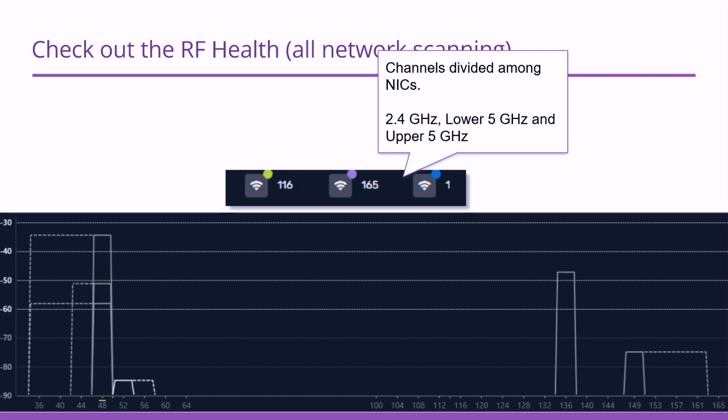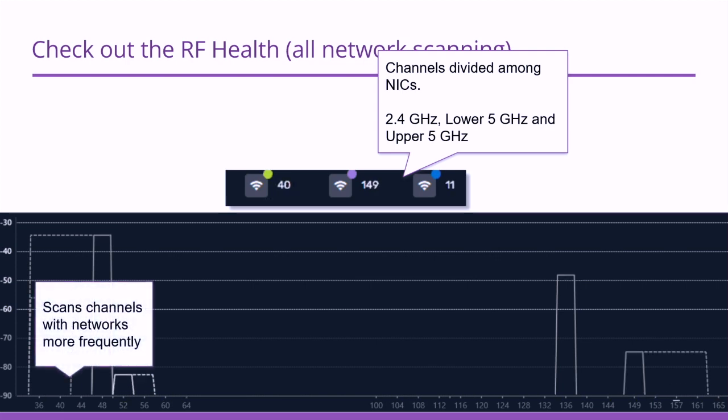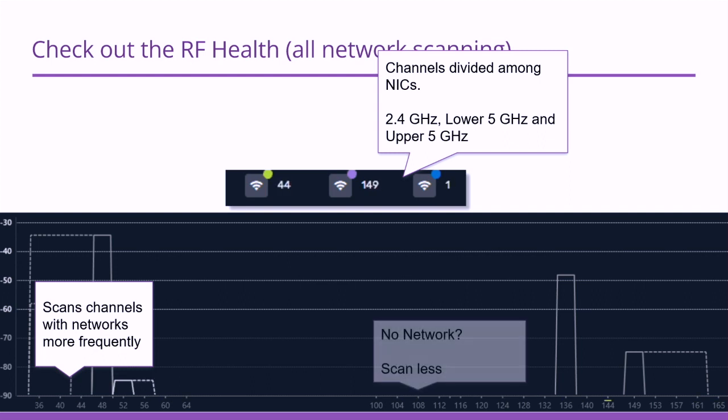Now, when you look at the numbers bounce around, they're not going in order, and they're not spending an equal amount of time. If you look at the bottom of the screen, you can see there's a little indicator that goes across the bottom. This is something that Joel and Ryan came up with. It spends more time on channels where there are networks. So we scan the channels with networks on them more frequently, and if there's no network, we scan it less.